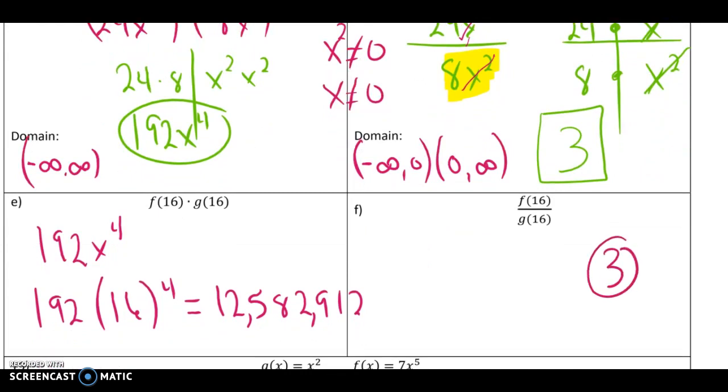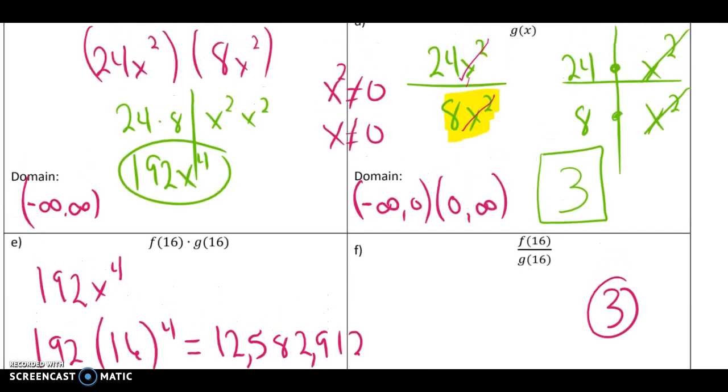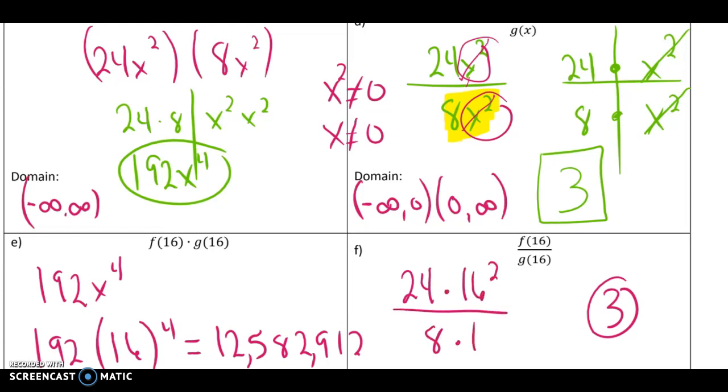If you do this the long way and you just put 16 in for these right here, 24 times 16 squared over 8 times 16 squared. Again, just remember, anything dividing by itself is 1, or they would cancel out, so you'd still get 24 divided by 8 and get the 3.